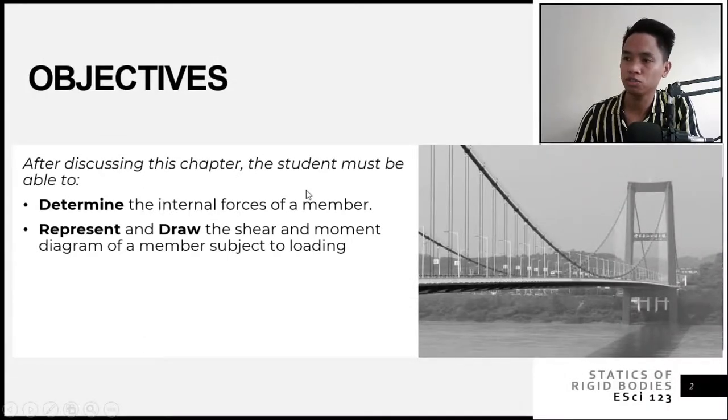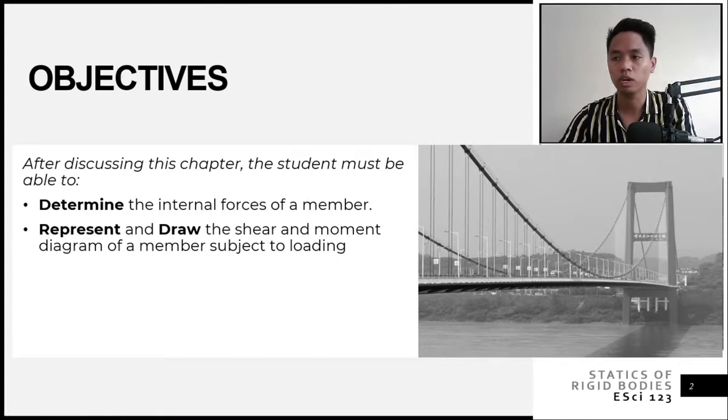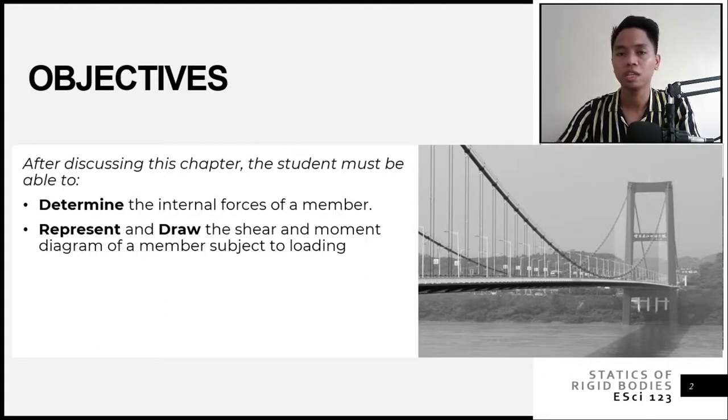The objective of this module is, first, to determine the internal forces of a member. What we did in module 5, the structures, method of joints and method of sections, is almost the same. We are determining the internal forces in the members. With the method of sections, we cut, then expose the member to find out if it is in compression or tension. The difference here in module 6 is that the member is subject to different internal forces.